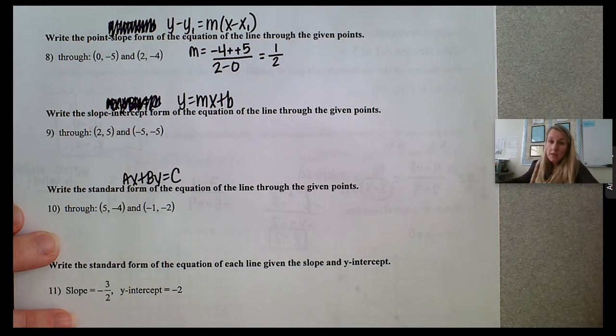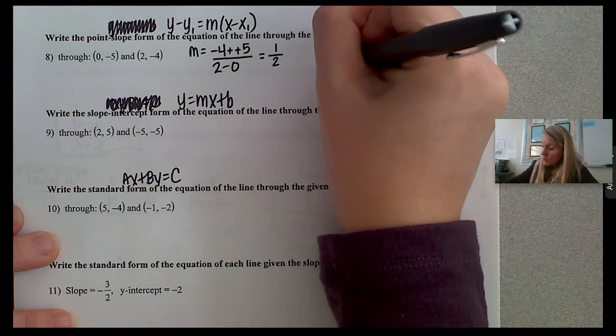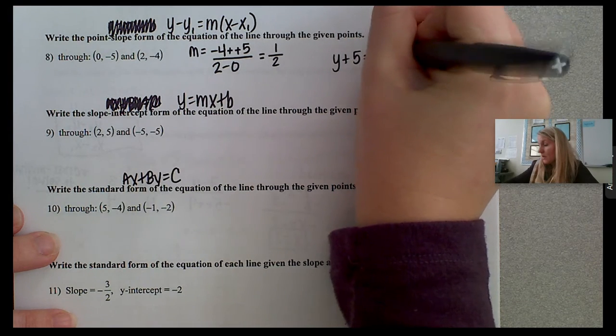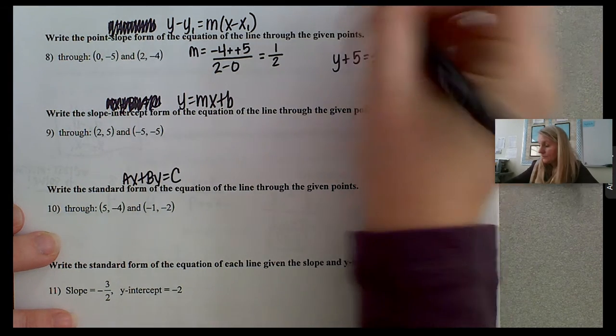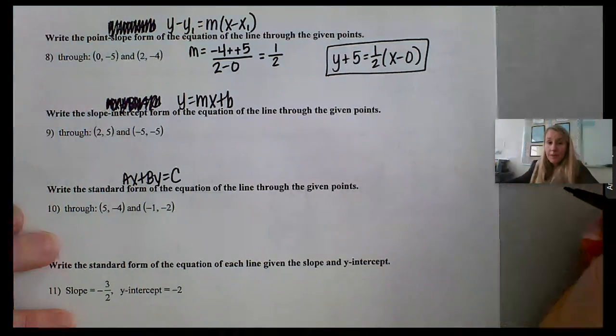Pick either point. I'll pick the first one. If you pick the second one, you're good. So it would be y plus 5 equals 1/2 x minus 0. Or you could pick the second one if you so please.